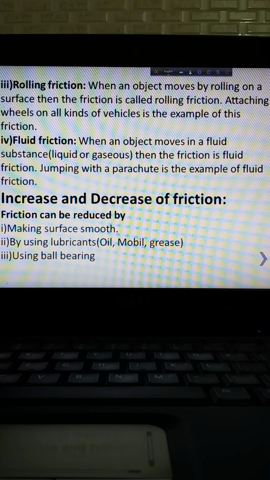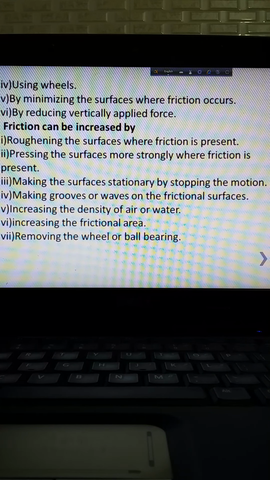Third way is using ball bearing. In different vehicles we can see the use of ball bearing, and this is used for reducing the friction. The fourth way is using wheels, because the use of wheels reduces the resistive force, and it reduces the friction. And another way of reducing friction is by minimizing the surfaces where friction occurs.